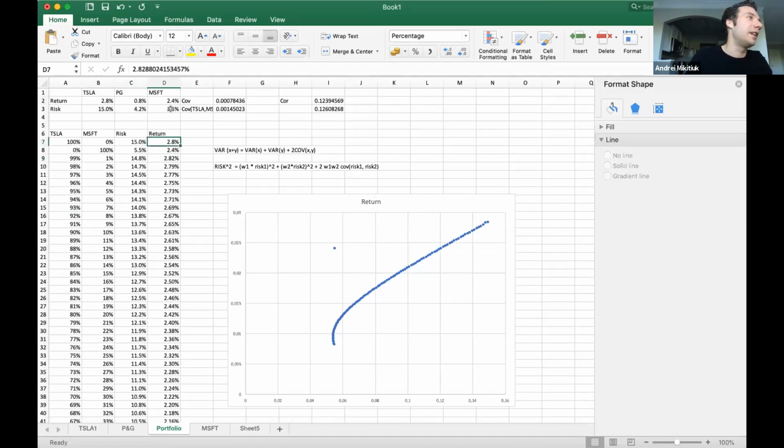Actually, that's another interesting point here, right? So we just replaced Procter & Gamble with Microsoft, but we could have also argued that, hey, Microsoft offers pretty much the same return as Tesla over the last 5 years. We can see that, but 3 times as much risk. So what is going on there? So 99 times 2.8 plus 1 times 2.4.